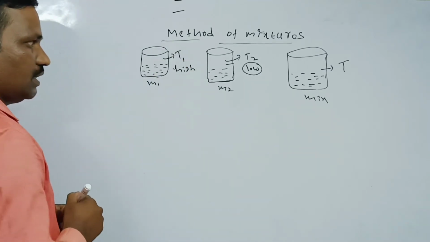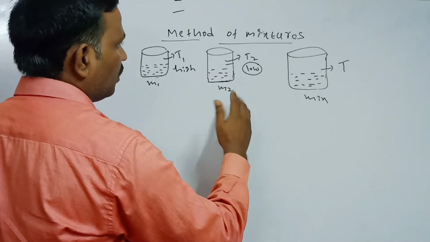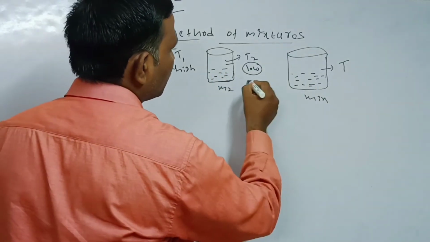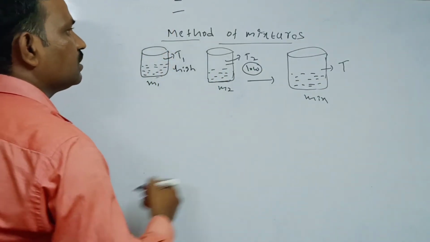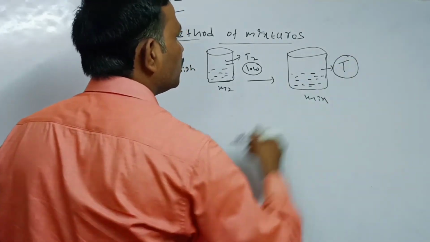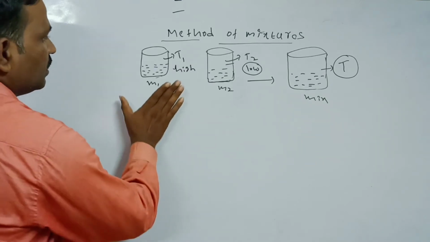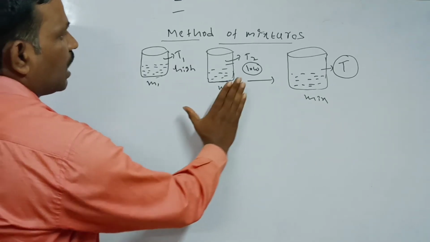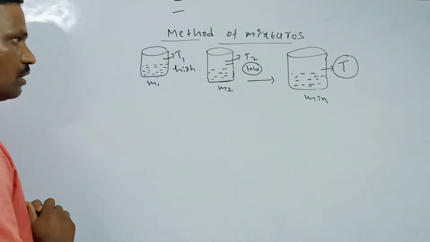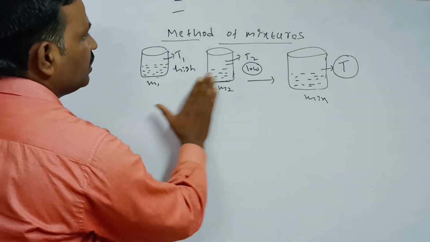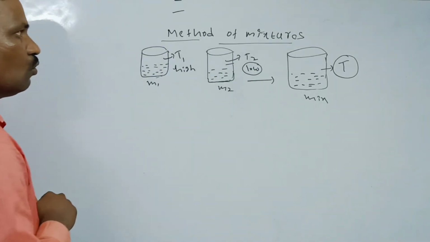Like that we have to take. Now mix these two waters in another beaker, then it will form a mixture. Now we have to find out the temperature of the mixture. Here M1 is the hotter body and the M2 beaker is the colder body.